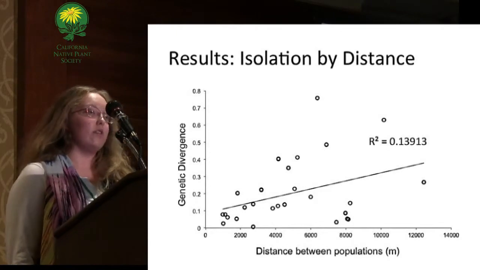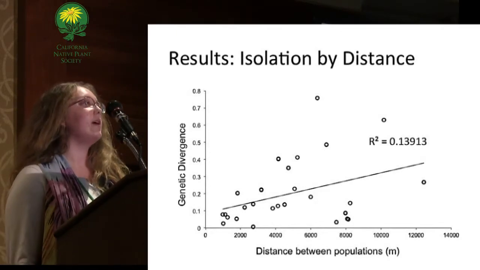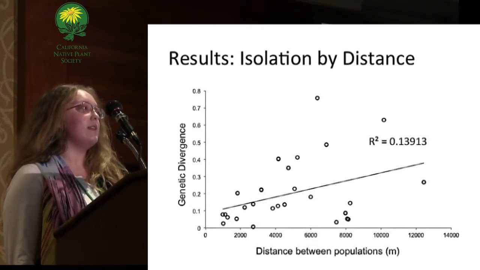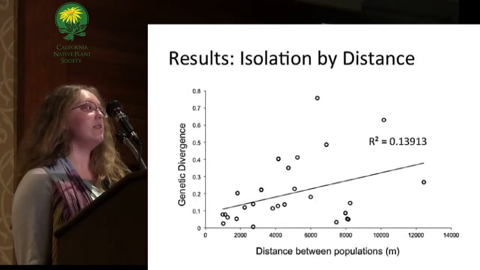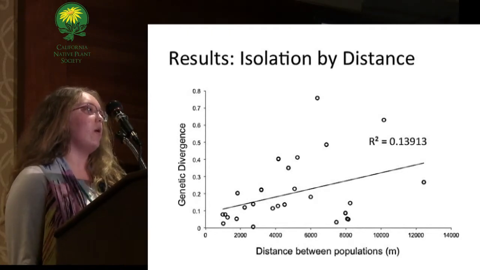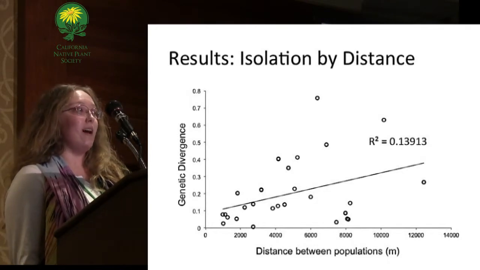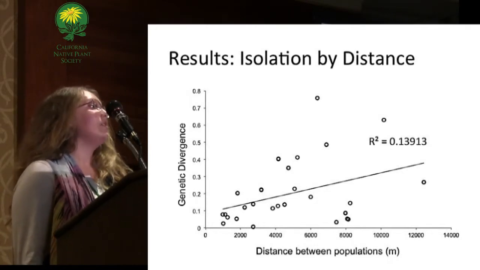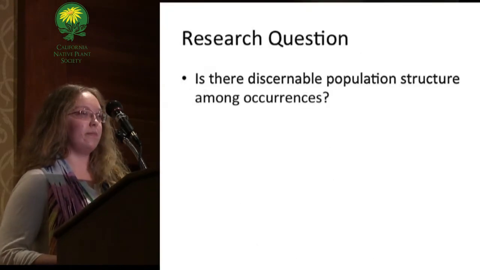Finally, we have the results for isolation by distance. And the results here are, again, a little bit contradictory. So you can see that there is a positive slope happening, so there's some relationship between distance and genetic divergence, but the R-squared is relatively low at only 0.14-ish, and when you do a Mantel test, it's not significant. So this regression is actually not significant, even though it does show a weak pattern.